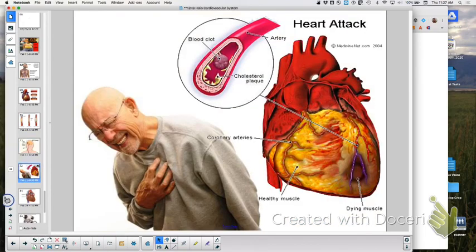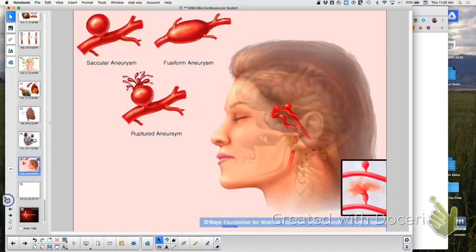A heart attack is a cramp in your heart, right? So a heart attack is a blood clot in a coronary artery. Blood clot in a coronary artery. Okay, and aneurysms, look, see how it's ballooning out like that? That's bad, okay? And if it ruptures, that's bad, okay? So an aneurysm is a ballooning of blood vessels.